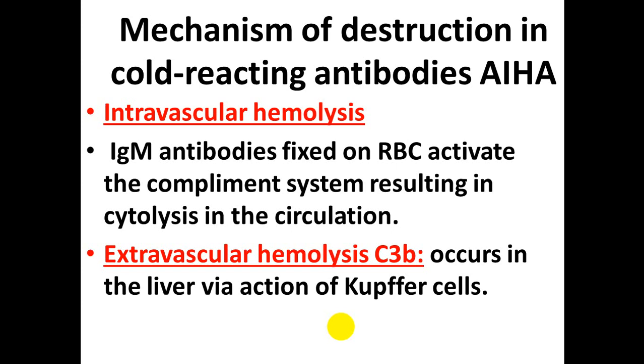Mechanism of destruction in cold reacting antibodies autoimmune hemolytic anemia: intravascular hemolysis and extravascular hemolysis. Intravascular: IgM antibodies fixed on red blood cells activate the complement system, resulting in cytolysis in the circulation. Extravascular hemolysis: C3b occurs in the liver via the action of Kupffer cells.